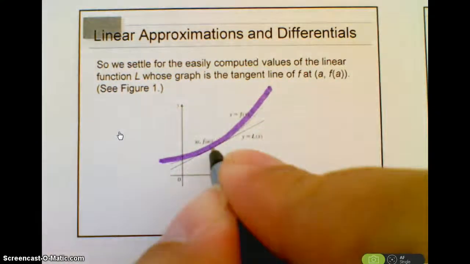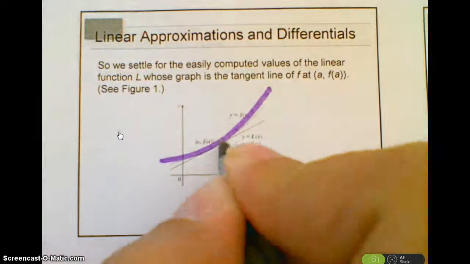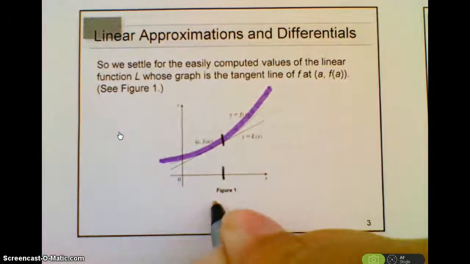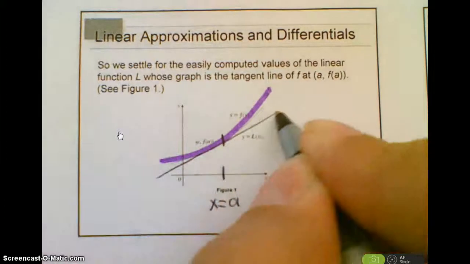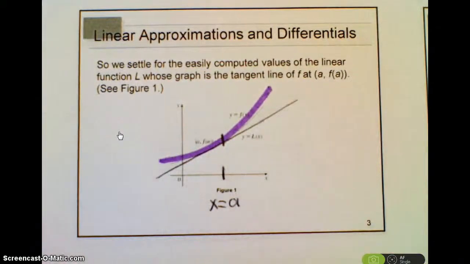In general, I'm going to have a function for which I know I can find the derivative. So this function is going to be differentiable at some particular point, let's say at x equals a. And I know that I have a tangent line here for which I can find the slope. So that would be f prime of a.